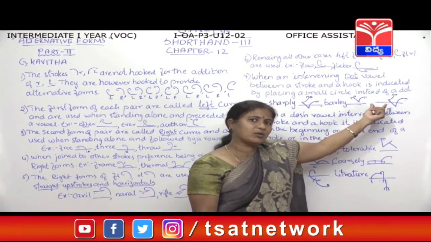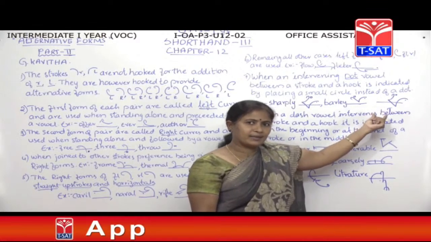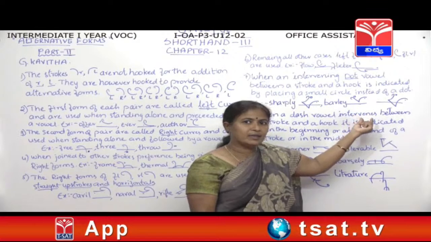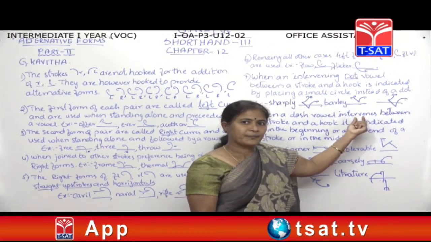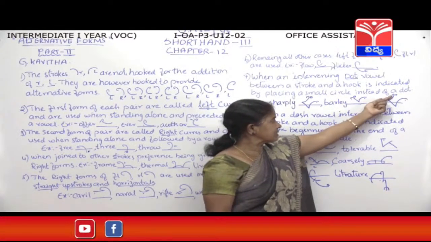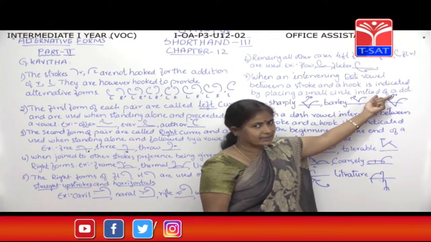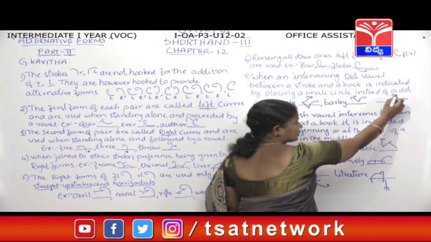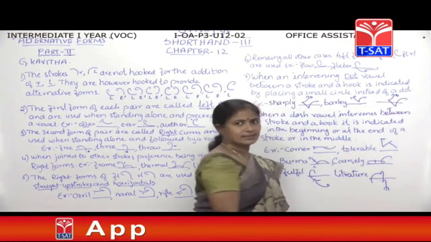Is it sharply or sharply? Sharply. S-H, ish and R. In between, we have a vowel. Where do we place it? Do we place it inside the hook? We don't place. We can't place. So, instead of this vowel, in the place of this vowel, we place a small circle.